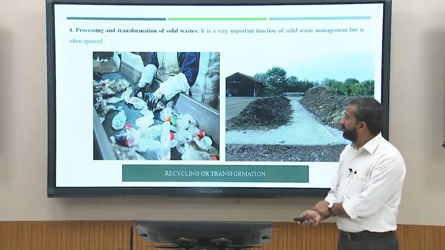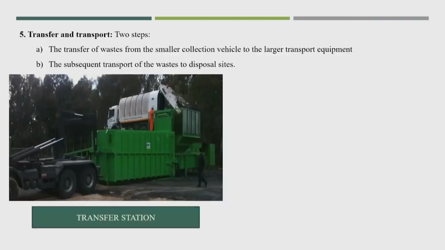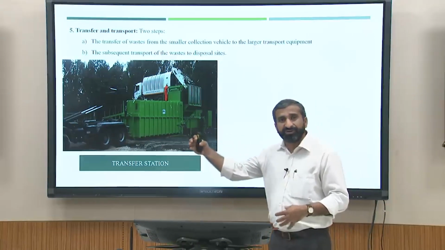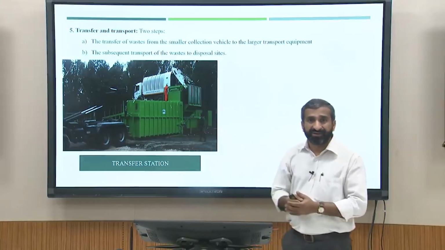So, the next functional element is transfer and transport, which I already talked about while discussing the flow chart, because now the cities are growing, and the size of the city is increasing. So the location of the disposal site is also far away now. For cities like Mumbai, Delhi, Kolkata, Chennai, Hyderabad, Jaipur, Bangalore, the disposal area has to be located 40 kilometers away.